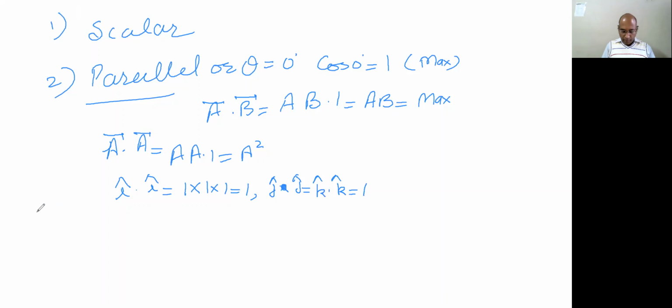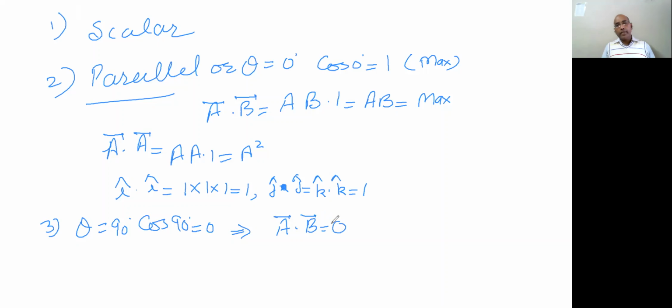Now let us start with the third property. If the two vectors are perpendicular to each other, they make 90 degrees with each other. Then what is cos 90? Cos 90 is 0, which implies the dot product will also be 0. Whenever you have to prove that two vectors are perpendicular to each other, you have to prove that the dot product of the two vectors is 0.